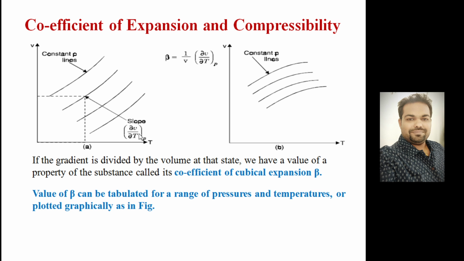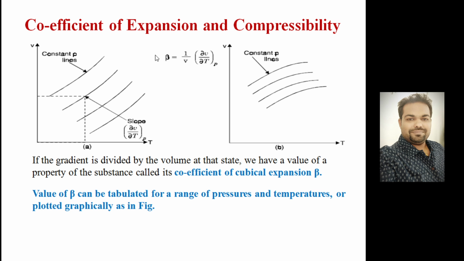And the slope of this is ∂V/∂T, similar to here also, at constant pressure. So if we divide this gradient, this slope, by the volume, we get the coefficient of expansion, that is (1/V)(∂V/∂T) keeping pressure constant, which is known as the coefficient of cubical expansion.